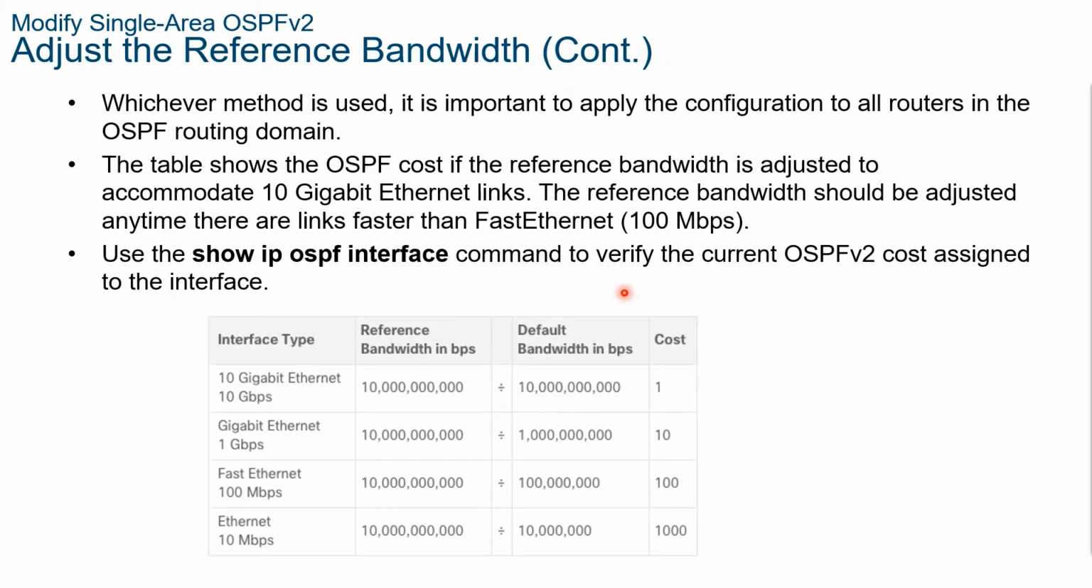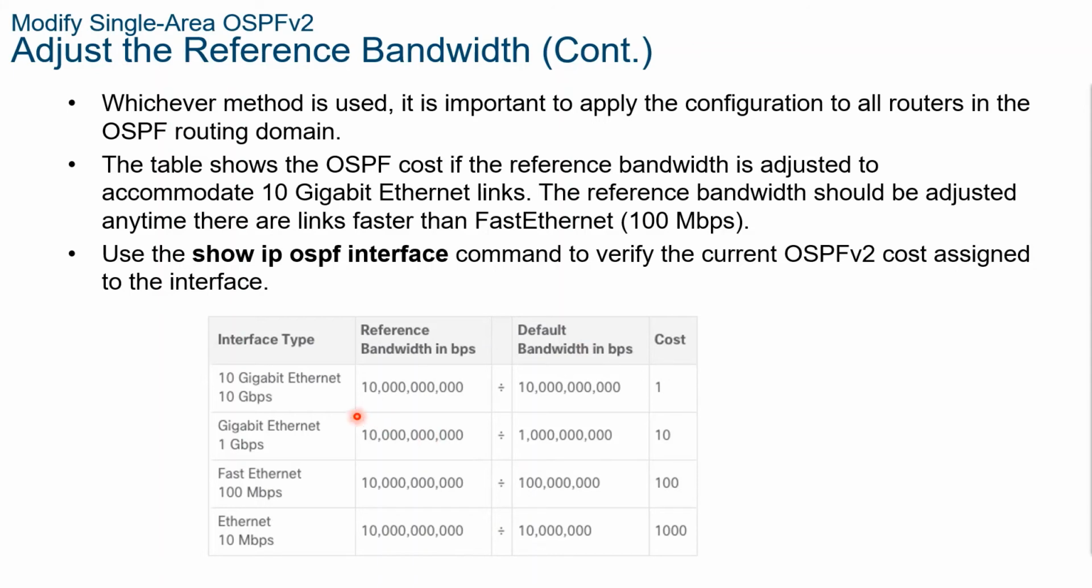Whichever method is used, it is important to apply the configuration to all routers in the OSPF routing domain. The table shows the OSPF cost if the reference bandwidth is adjusted to accommodate 10 Gigabit Ethernet or Gigabit Ethernet links. The reference bandwidth should be adjusted anytime there are links faster than Fast Ethernet, or 100 Mbps.